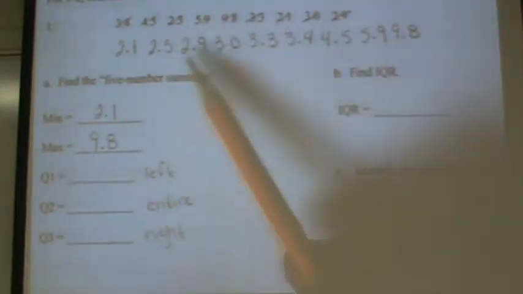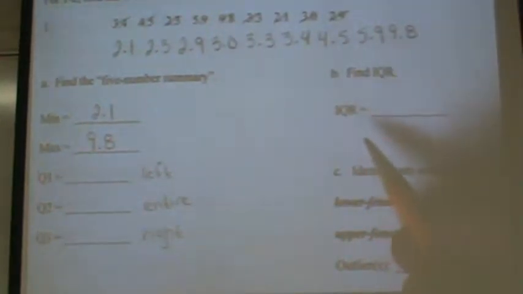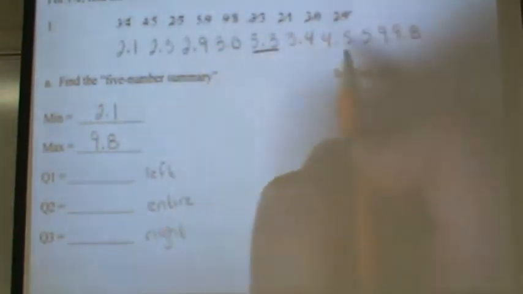So we're going to find Q2 first. So we have 9 numbers, so we have an odd number of data points. So we're going to have an exact median. And our exact median is at 3.3 because we have 4 data points on the left and 4 on the right. So that's our middle spot. So Q2 is 3.3.